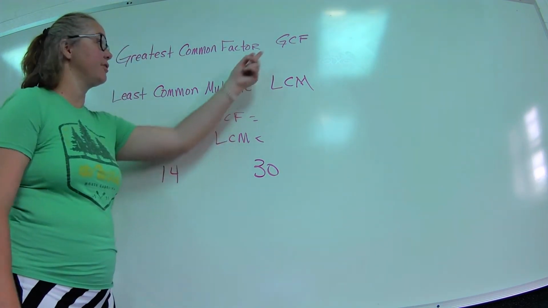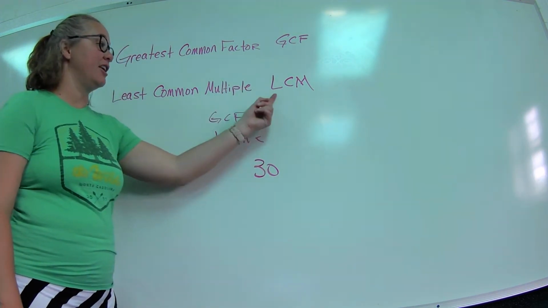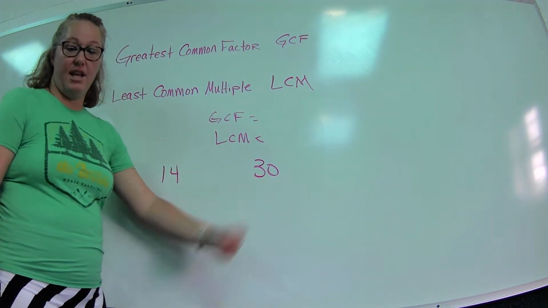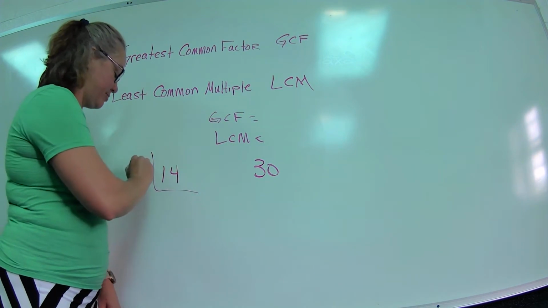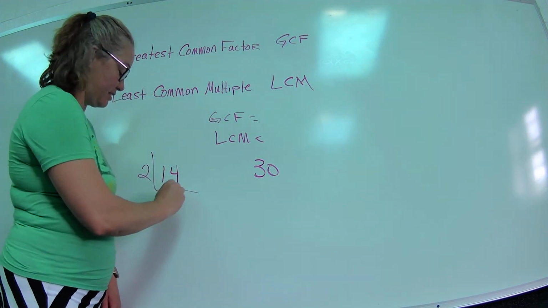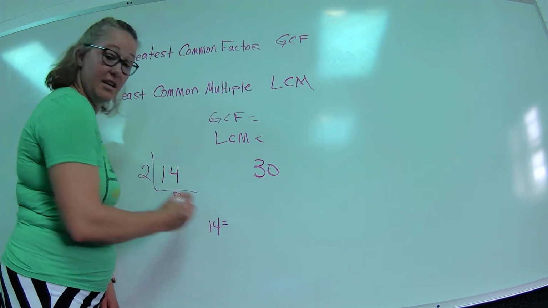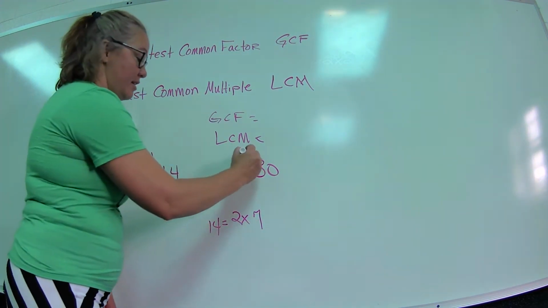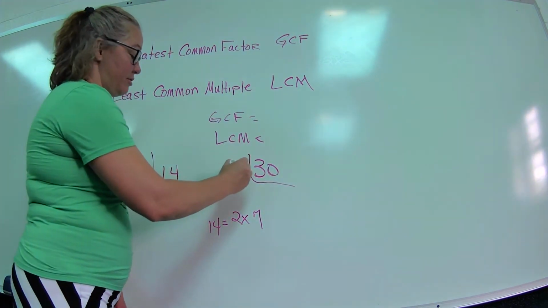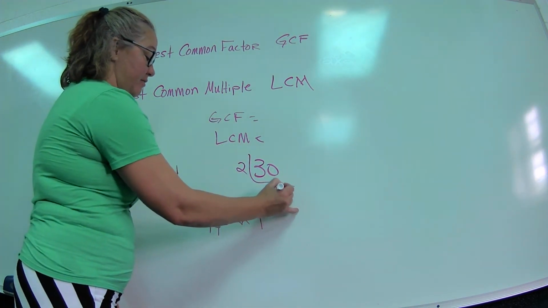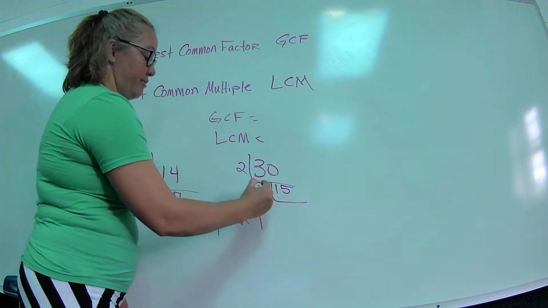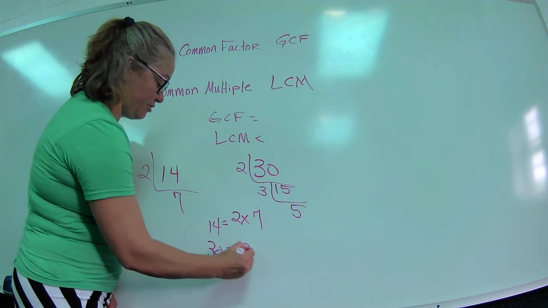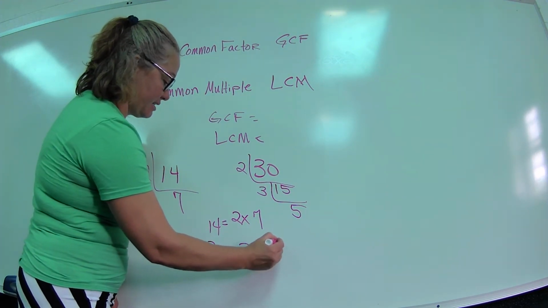All right, we left off with our greatest common factor, our GCF, and our LCM, our least common multiple. And I left you with 14 and 30. If we did 14 by primes, 14 divided by 2 is 7. So 14 equals 2 times 7. 30 is an even number, so we'll start with 2. That gives us 15. And we'll go 3 and 5. So 30 equals 2 times 3 times 5.